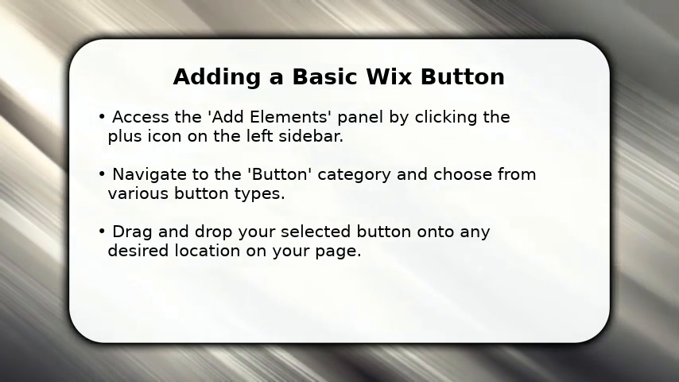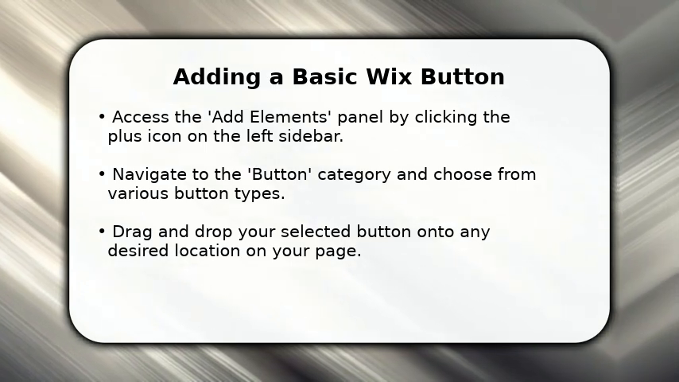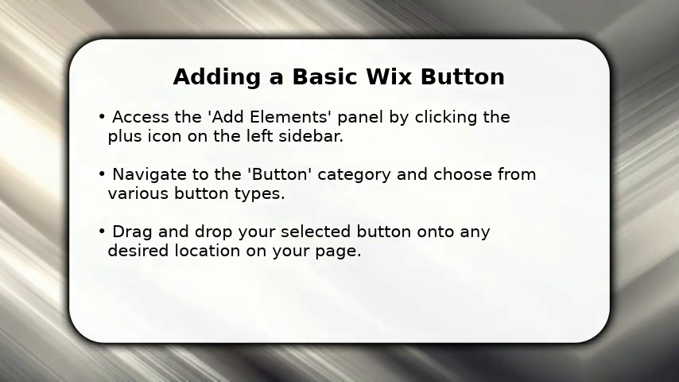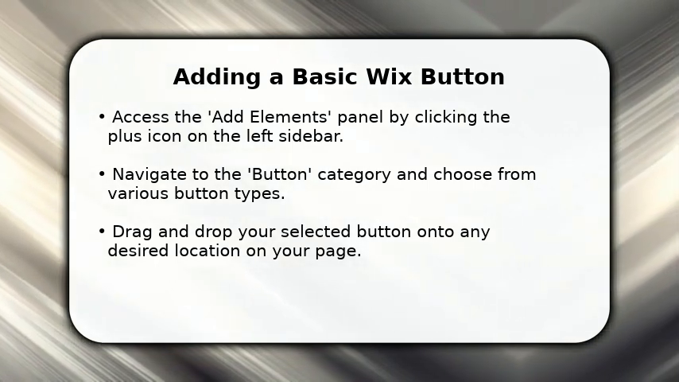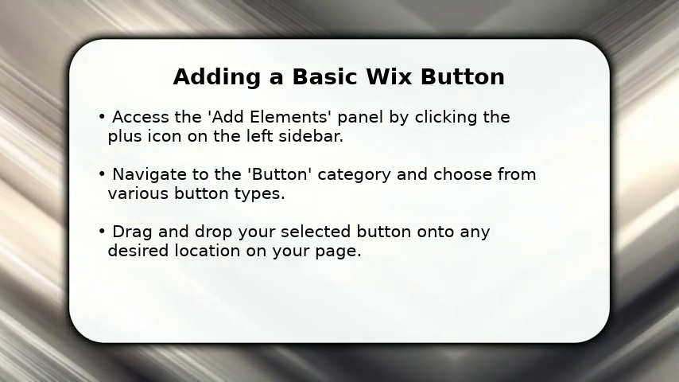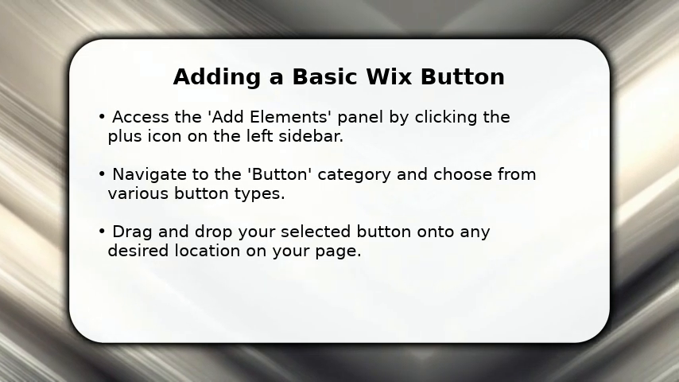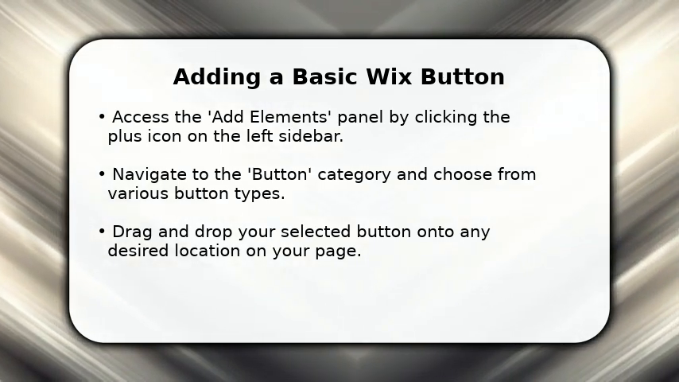First, locate the Add Elements panel on the left side of your editor, represented by a plus sign. Click on it, then find the Button section. You'll see many button styles. Select one that suits your design. Simply drag and drop your chosen button onto your page. You can easily adjust its size by pulling the corners, ensuring it fits just right within your layout.